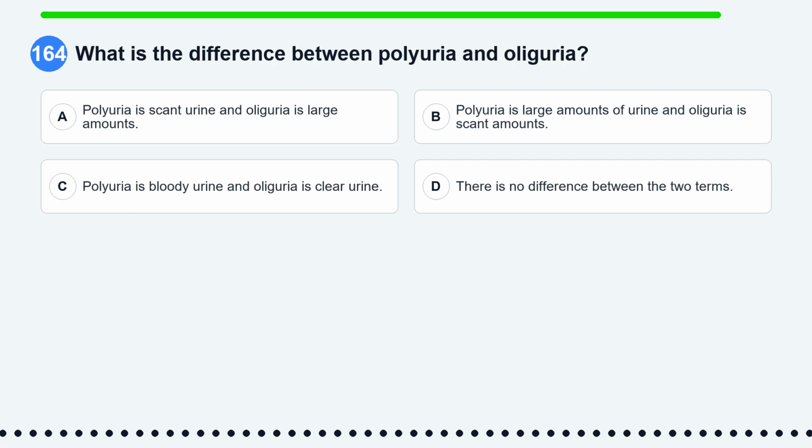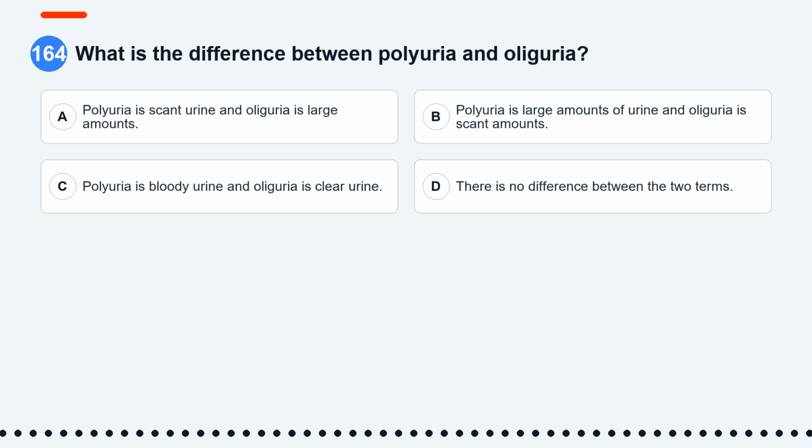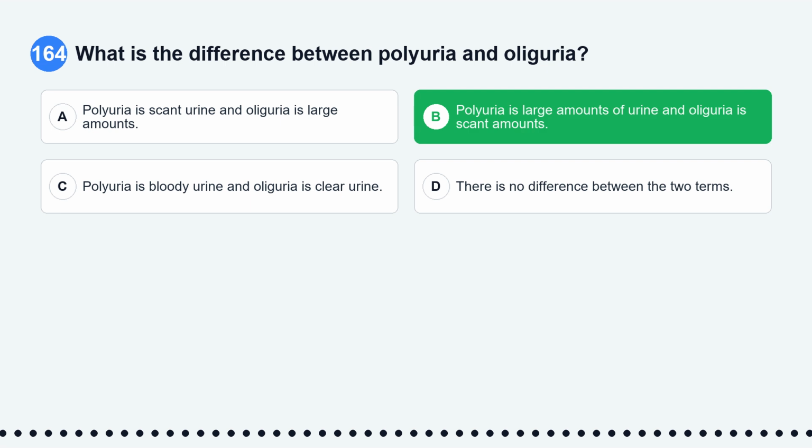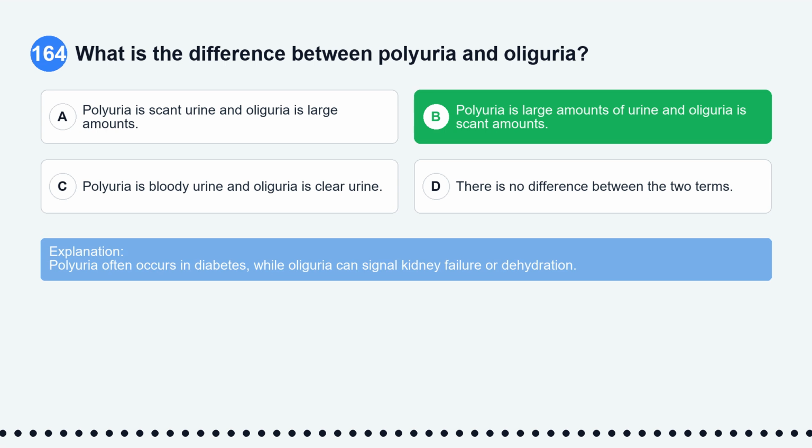Question 164. What is the difference between polyuria and oliguria? Option A. Polyuria is scant urine and oliguria is large amounts. Option B. Polyuria is large amounts of urine and oliguria is scant amounts. Option C. Polyuria is bloody urine and oliguria is clear urine. Option D. There is no difference between the two terms. The correct answer is option B. Polyuria is large amounts of urine and oliguria is scant amounts. Polyuria often occurs in diabetes, while oliguria can signal kidney failure or dehydration.